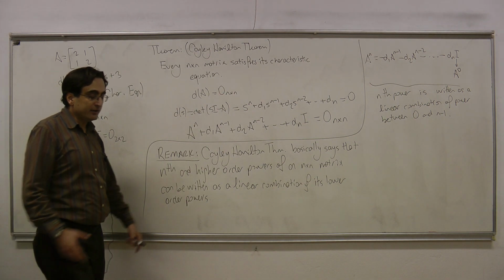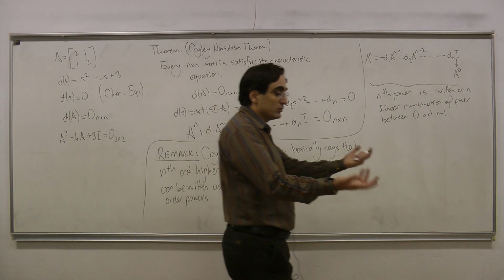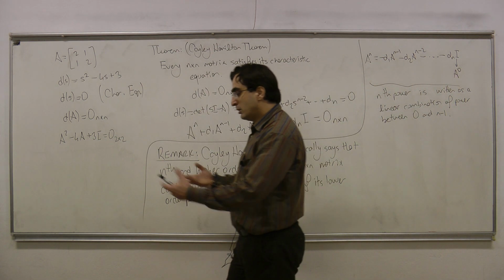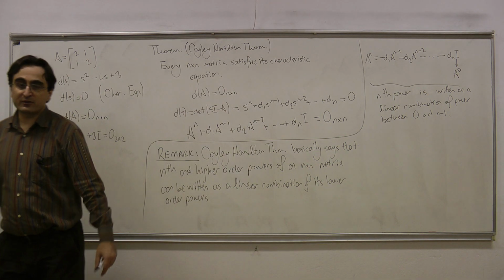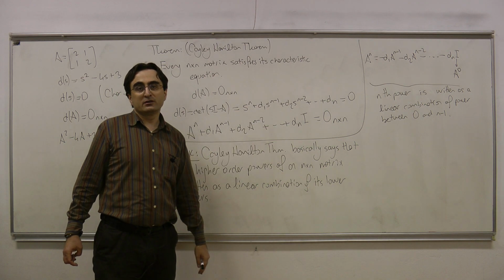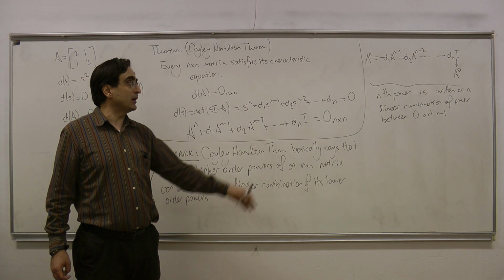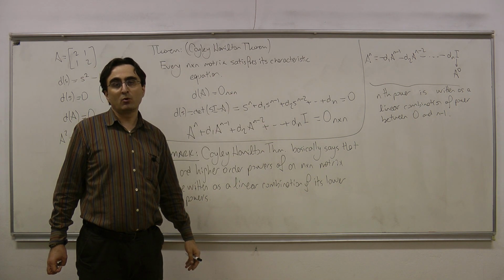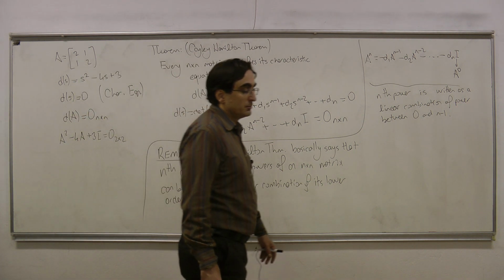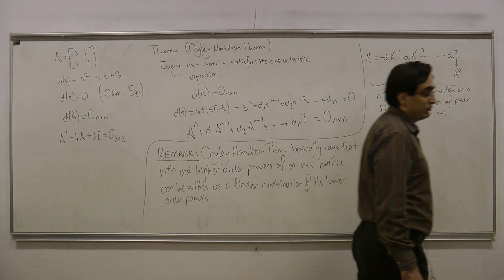When you take the powers of a matrix, you cannot always obtain linearly independent matrices. So the linear independence stops at the size of the matrix. And we are going to see that the linear independence can sometimes stop even earlier, at powers smaller than n. And that is going to be related to the minimal polynomial of a matrix.